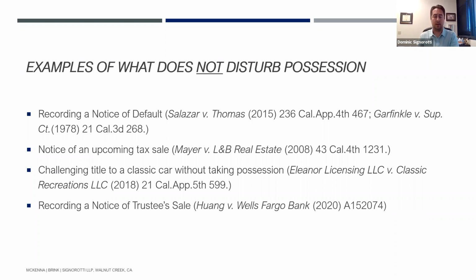Eleanor Licensing is another good example. This one dealt with personal property, a classic car from the classic Nicolas Cage movie, Gone in 60 Seconds. Very underrated movie. Anyway, what the court said there is that you had a classic car and you had two entities fighting over who actually had correct title to this car, who had the right to own it, to possess it, to use it, to sell it. What the court said there is that there was a 5-year period of time, 2009 to 2014, where Eleanor Licensing had possession of the car.